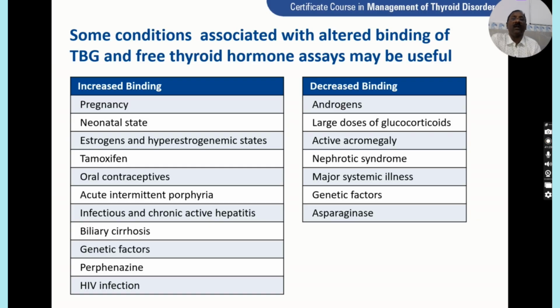Some conditions are associated with altered binding of the thyroid binding globulin, and free thyroid hormone assays may be useful. So there is increased binding and decreased binding. This concerns your thyroid binding proteins.